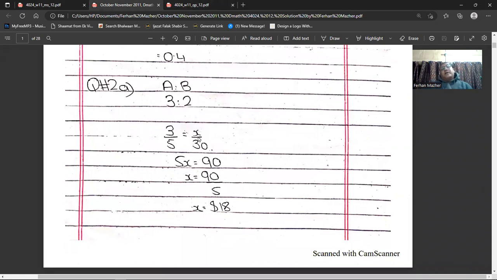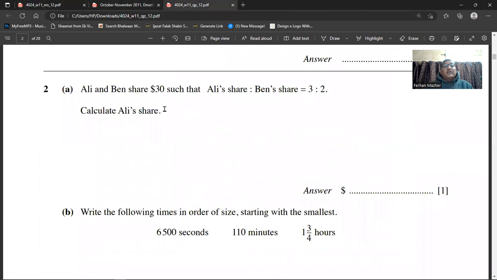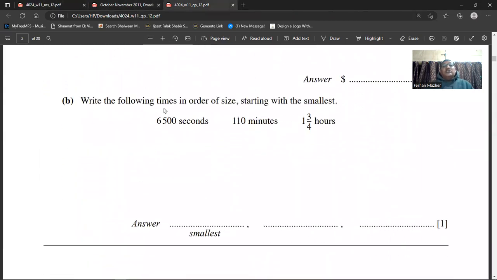Here we have used the method that out of 5, Ali gets 3. Out of 30, how much does Ali get? That's X. So cross multiply, so it will be 5X equals 3 times 30, that's 90. So X will be, that 5 will go on the other side, it will divide. So X will be equal to $18. The answer is right.